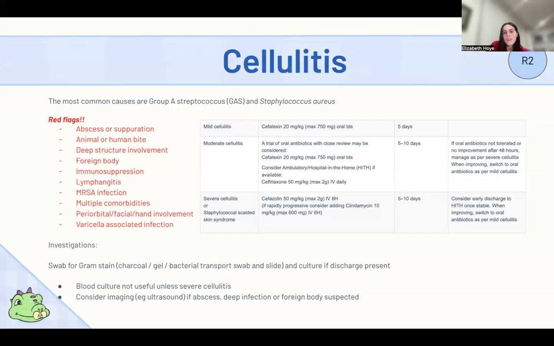But here I've taken this straight from the RCH guidelines for the treatment. So I would recommend to learn this in your own time and to know for mild what you give, for moderate what you give, and for severe what you give. And also remember for MRSA, it should be vancomycin.